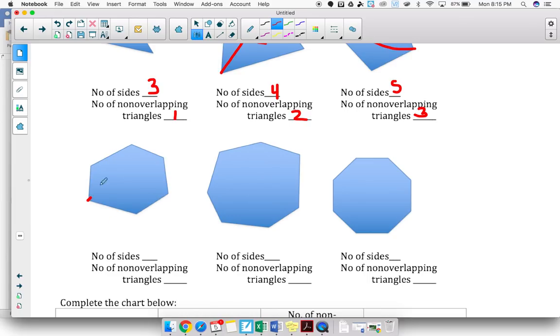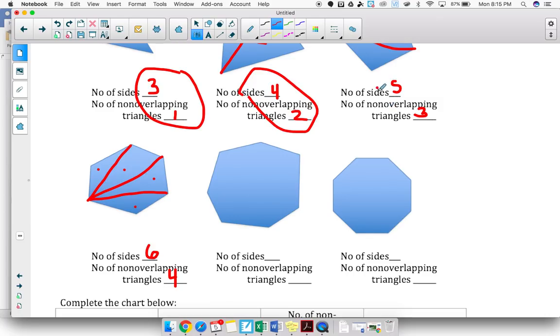This next one is called a hexagon. So if I connect it here, we're going to get some triangles as well. So here we get 1, 2, 3, 4 triangles that don't overlap. And the original polygon had 6 sides. Well, hopefully you're noticing this pattern here. Okay, notice these are always differing by 2.